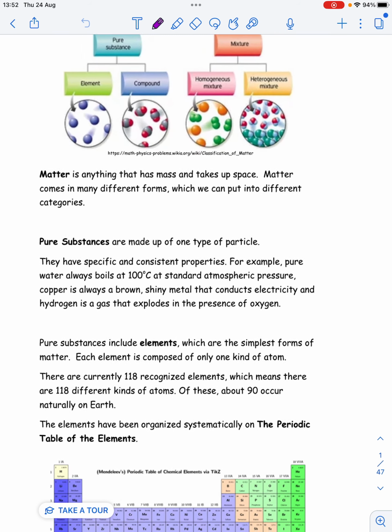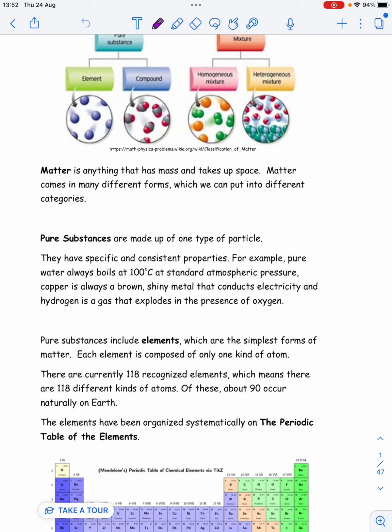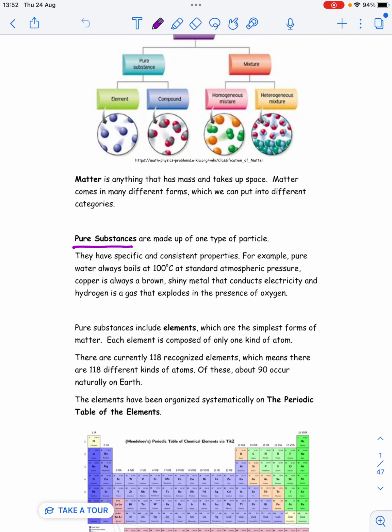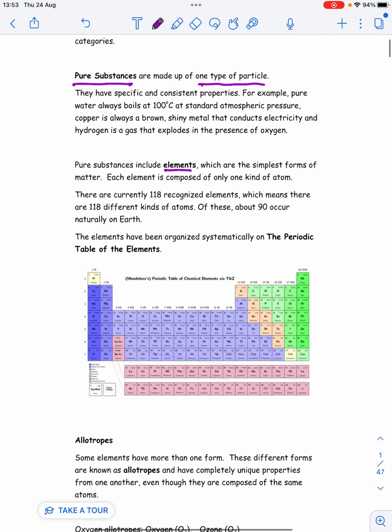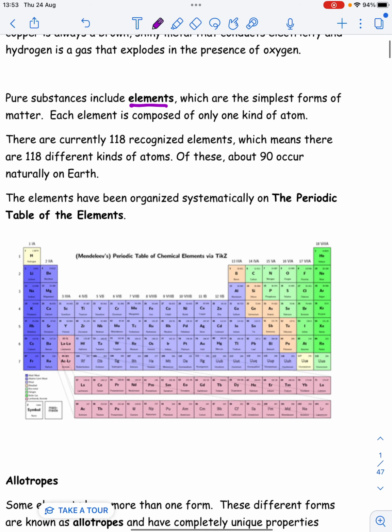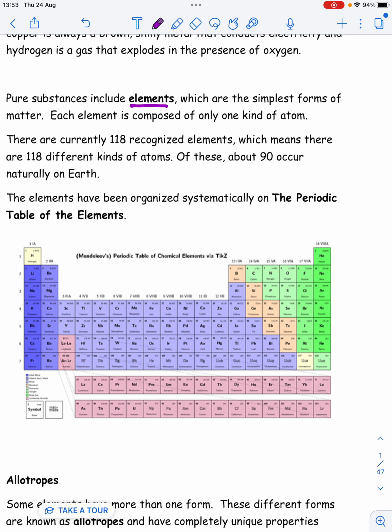So matter is just anything that has mass and takes up space. And the key idea for chemistry is that matter is composed of particles. Okay, so pure substances are types of matter that are made up of only one type of particle. So in pure substances, we have both elements and compounds. Elements are the simplest form of matter, and what makes something an element is that it's made of only one kind of atom.